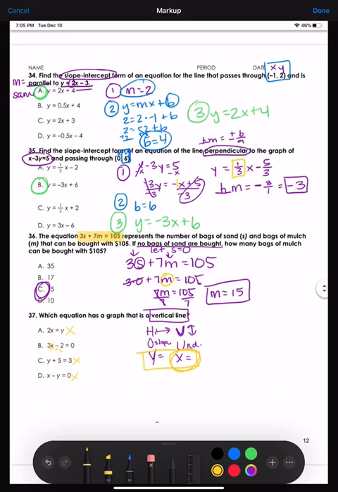So if I added 2 to both sides, I get 3x equals 2, and if I divide by 3, well, now I have an equation that looks like x equals. And what this would look like on a graph, since x equals is a vertical line, it would be at 2/3, so if this is 1 and 2, 2/3 would be right about here, and it would be a vertical line like this. So B is the correct answer.